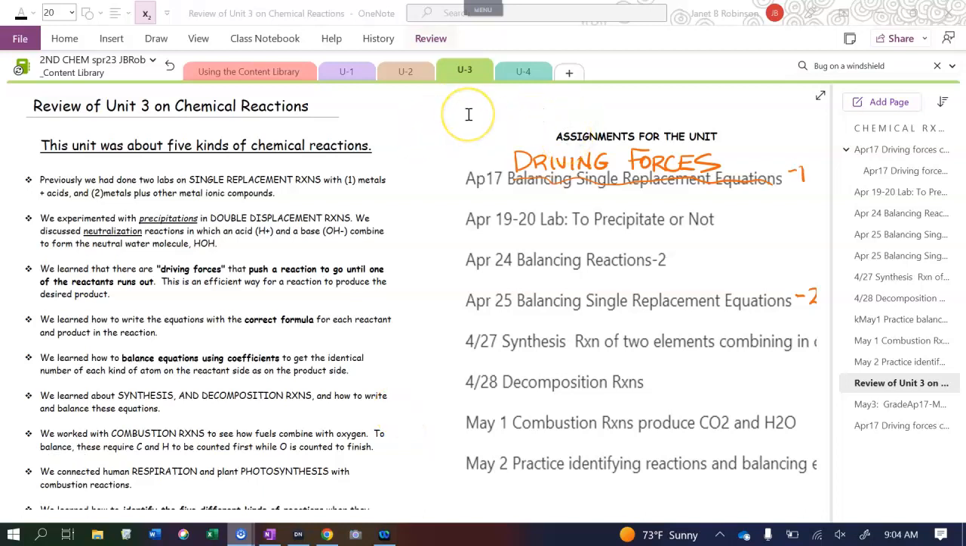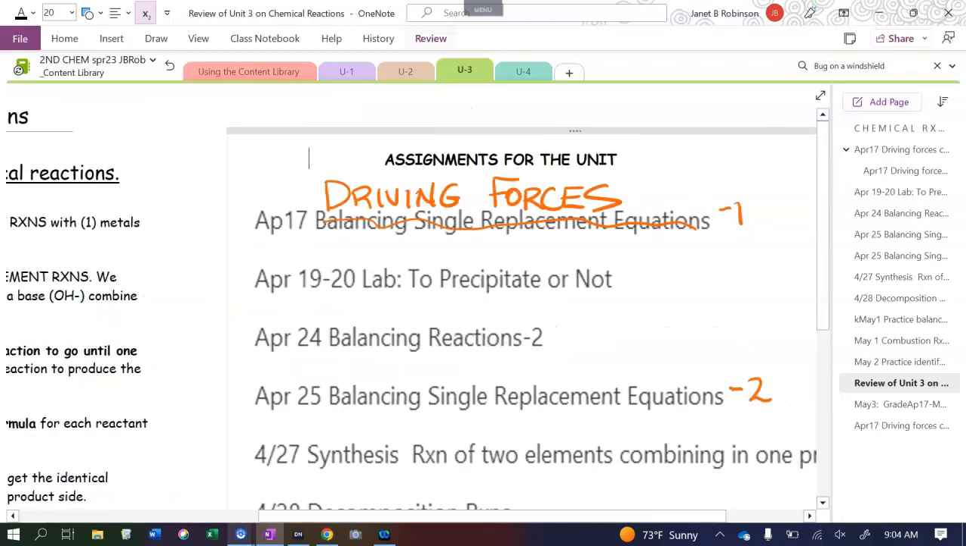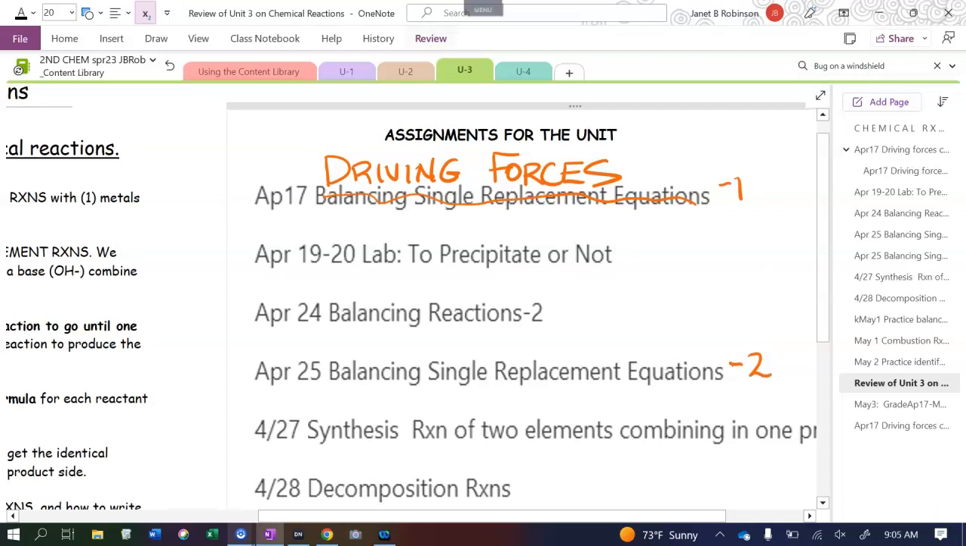Hello, everybody. So we're going to be doing a review of Unit 3 today on the chemical reactions. So this unit is the crux of what chemistry is really about. That's why I like it so much. All right, so let me show you the assignments that we had for this.